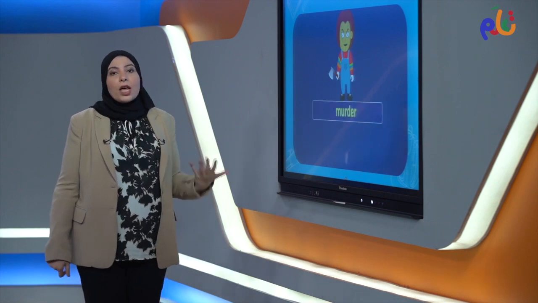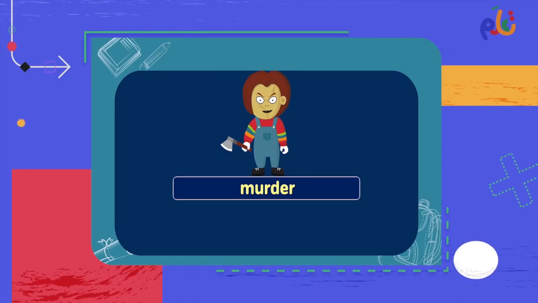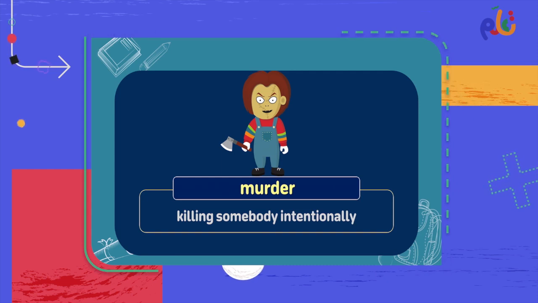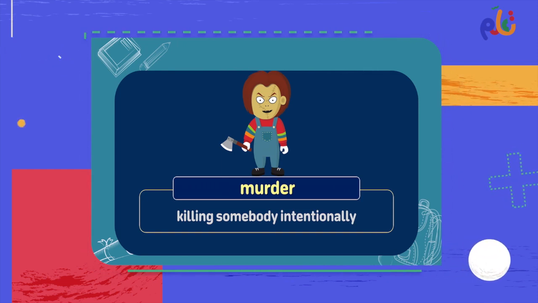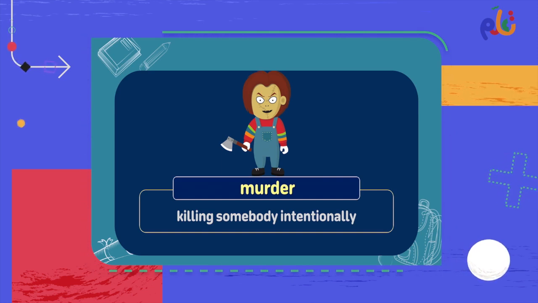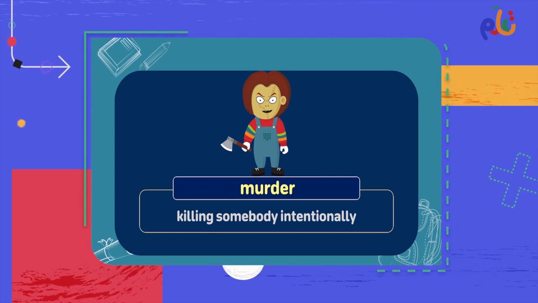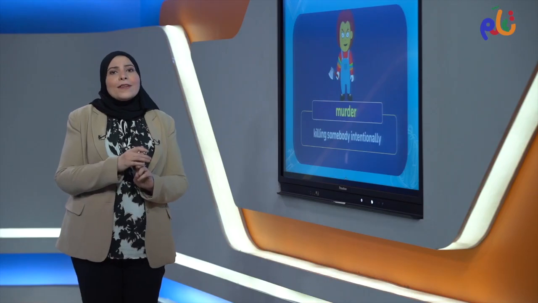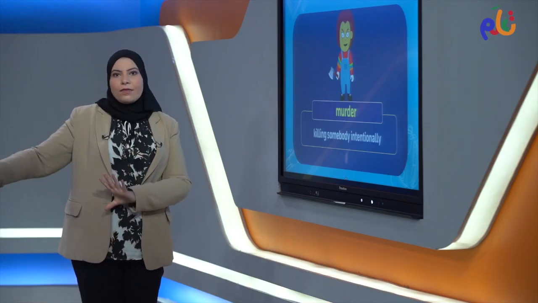And then we have murder. So murder is killing someone intentionally. Killing someone and you know that you're going to kill that person. So if it's intention, it's murder. If it's by accident, it has a different name.